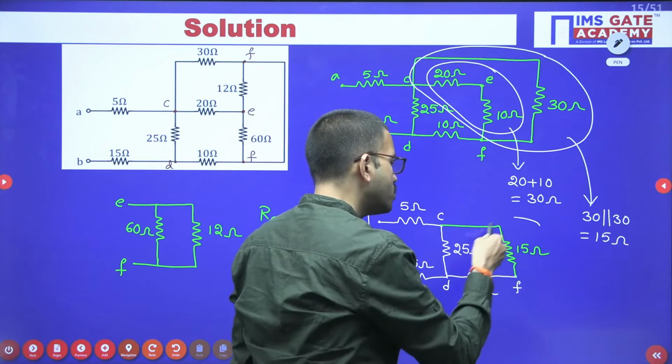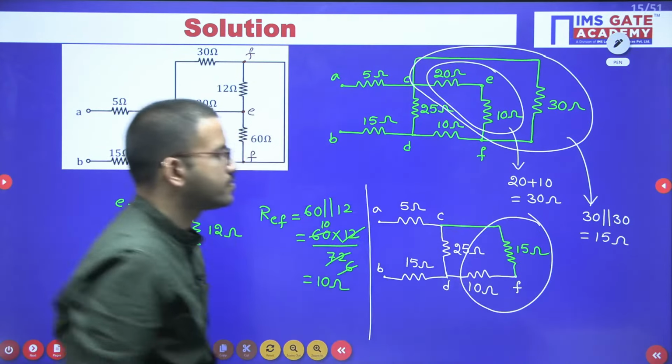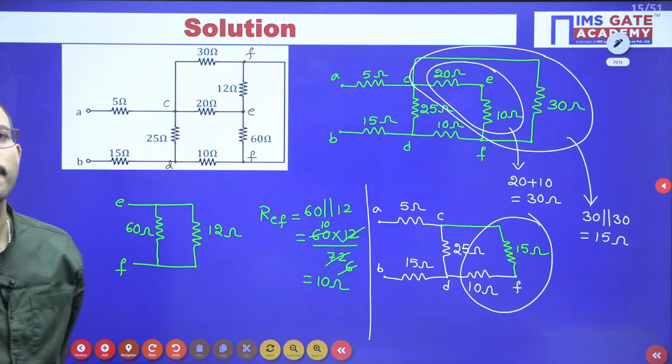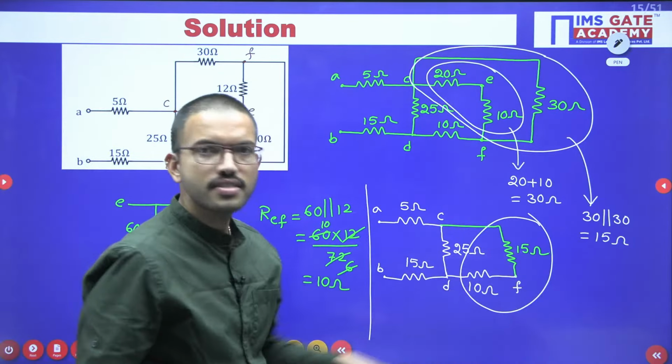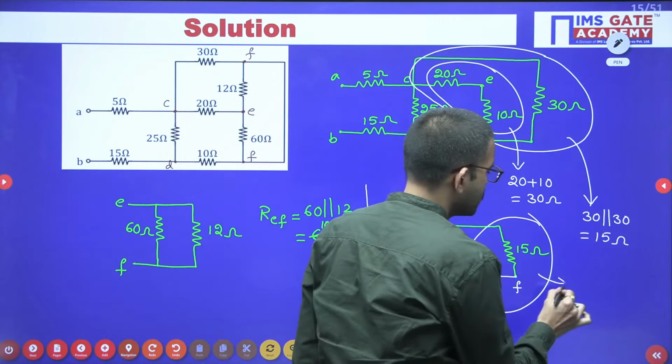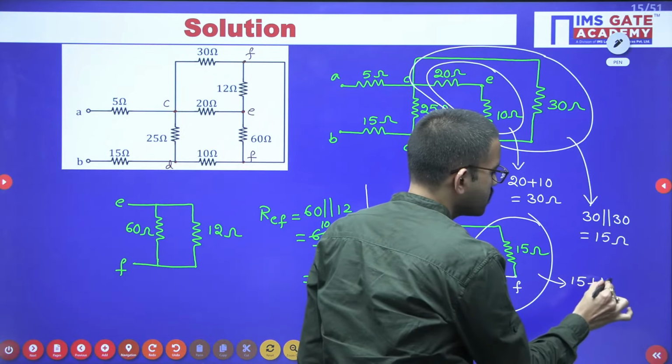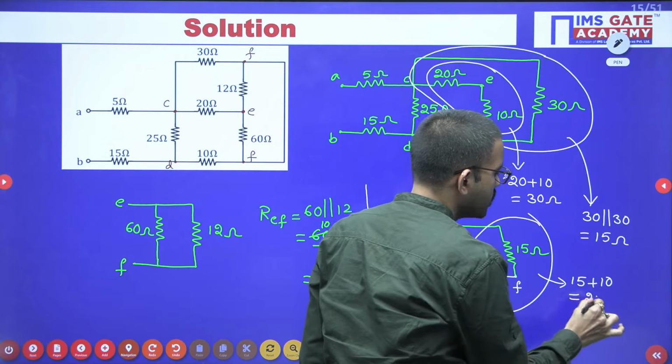Now tell me how these two resistors are connected. 15 ohm, 10 ohm. These two are connected in series, right? So in series we can add the resistors. 15 plus 10, that is 25 ohm.